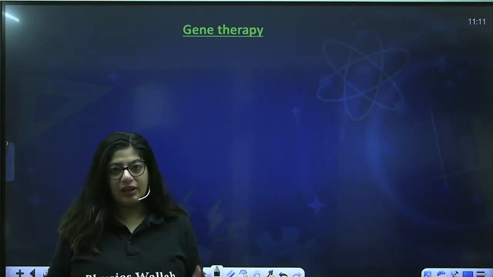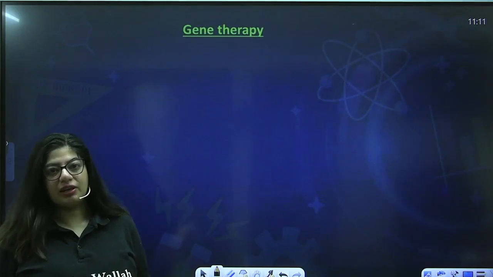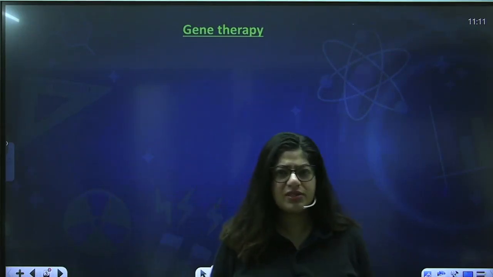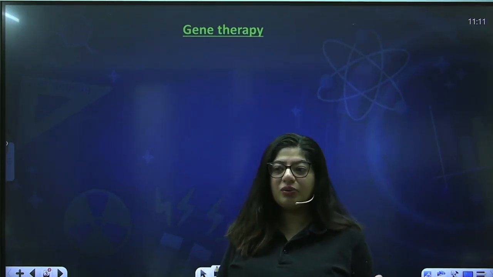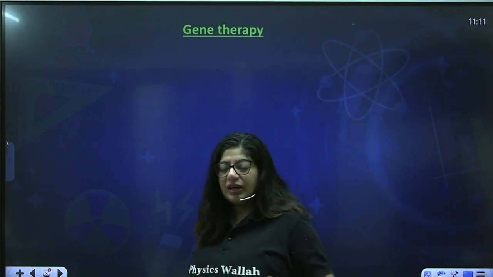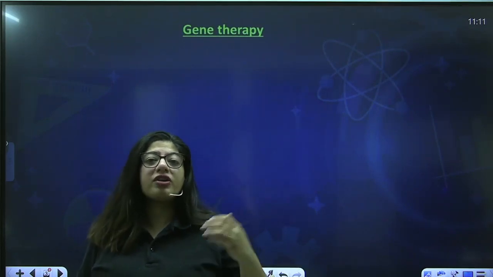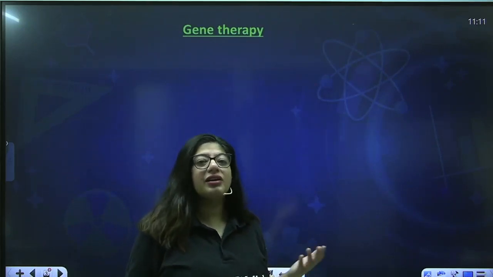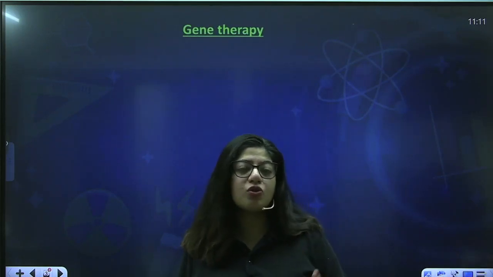So, gene therapy. The next application of biotechnology in medicine is gene therapy. What is gene therapy? Therapy means to find the cure of something, right? You must have heard of it. And the word gene is included, so it is related with the gene. Gene therapy is basically a process by which you cure genetic disorders. Right? What are genetic disorders? Inherited disorders that can pass from one generation to another, and they're controlled by genes.